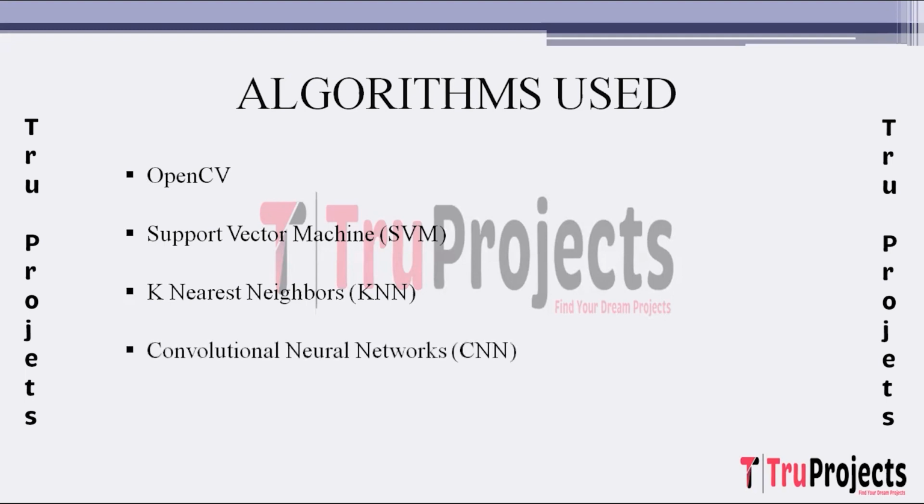And the next one is convolutional neural networks, that is CNN. So, CNNs are specialized deep learning models ideal for processing grid like data such as images. They utilize layers of convolutional filters to extract hierarchical features, allowing them to effectively capture patterns and spatial relationships within images. Due to their ability to learn complex representations directly from raw pixel data, CNNs are well suited for tasks like facial recognition, making them a perfect choice for this project.